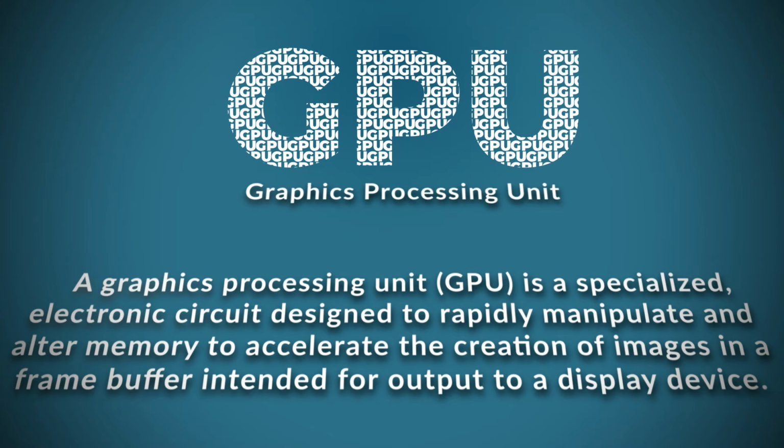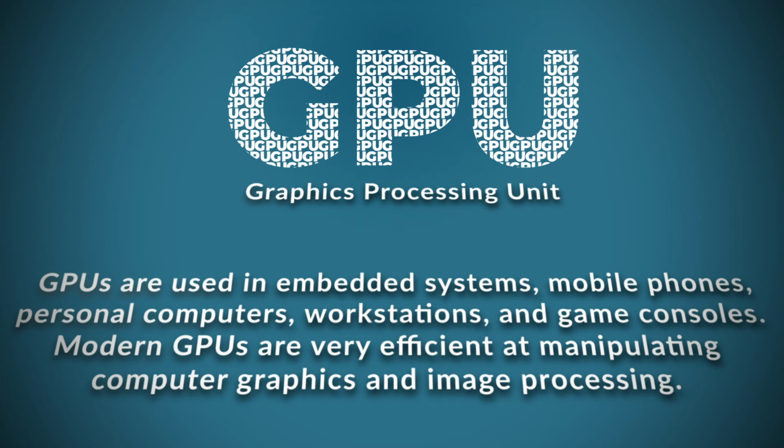A graphics processing unit, GPU, is a specialized electronic circuit designed to rapidly manipulate and alter memory to accelerate the creation of images in a frame buffer intended for output to a display device. GPUs are used in embedded systems, mobile phones, personal computers, workstations, and game consoles. Modern GPUs are very efficient at manipulating computer graphics and image processing.